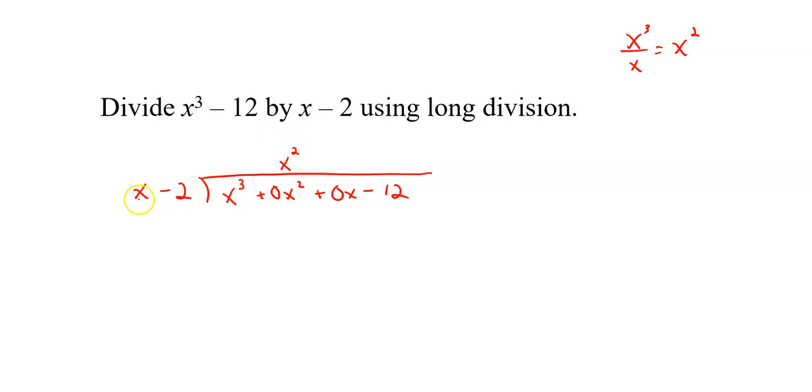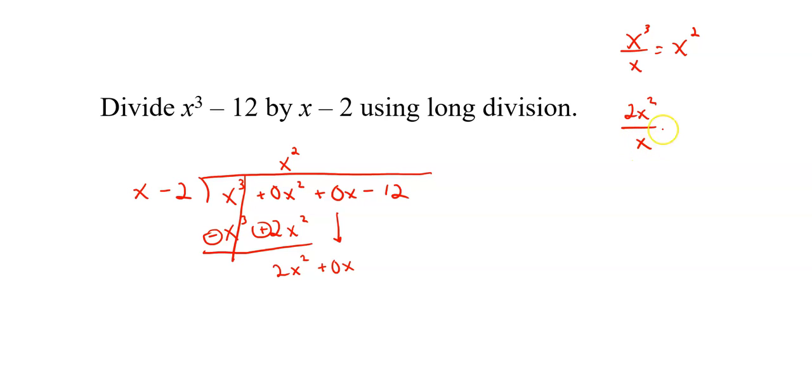So now let's multiply. x squared times x is x to the third. x squared times negative 2 is negative 2x squared. We're going to be careful of signs. That's a minus, that's a plus. Third degrees go away. 2x squared plus 0x squared is 2x squared. All right, so from here now I bring down the next term, which oddly enough is nothing. Right? It's a 0x. But watch what happens. Take my 2x squared, divide it by x, and I end up with a 2x. So I put my plus 2x here.